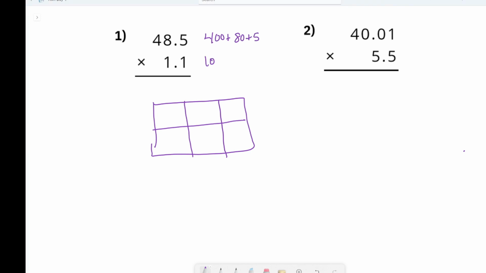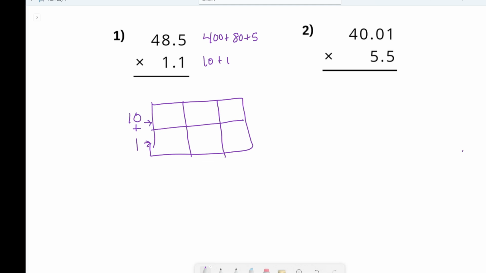This number will be 10 plus 1. So over here, you're going to have 10 plus 1. 10 is for this row, 1 is for that row. 400, that's for this column. It's 80 plus 5. And now you're going to go through and multiply. So you're going to multiply 10 times 400 is 4,000. 10 times 80 is 800. 10 times 5, which is 50.